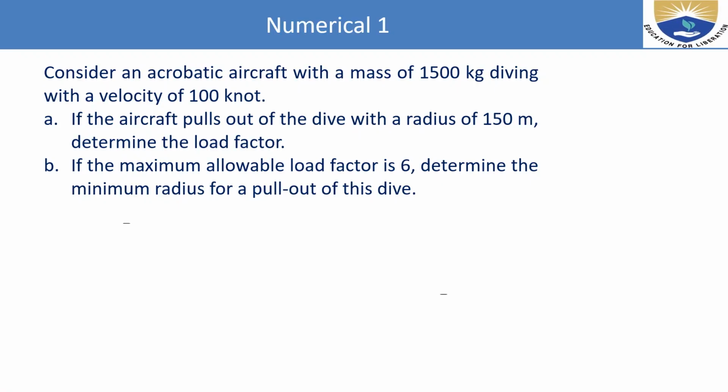So, numerical 1: consider an aerobatic aircraft with a mass of 1500 kg, diving with a velocity of 100 knot. A, if the aircraft pulls out of the dive with a radius of 150 meter, determine the load factor. So, if you see, your aircraft is here and it is the radius R and it is pulling out. So, we have to find out the load factor N. B, if the maximum allowable load factor N max is equal to 6, determine the minimum radius, R minimum.